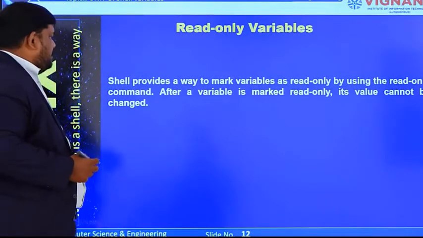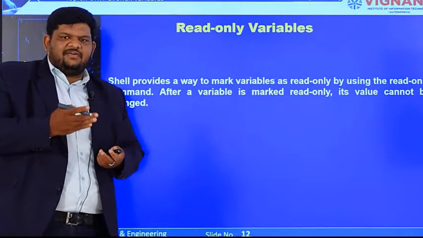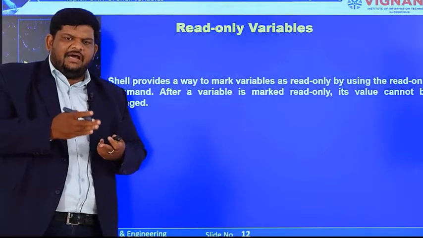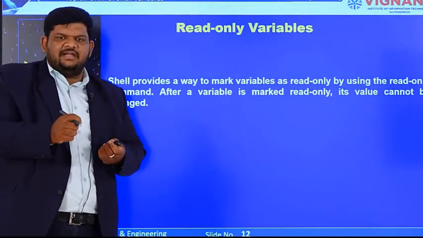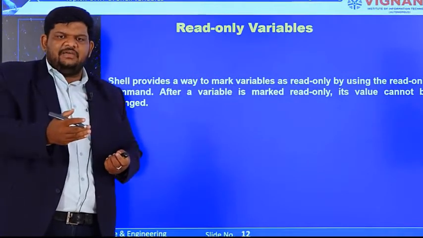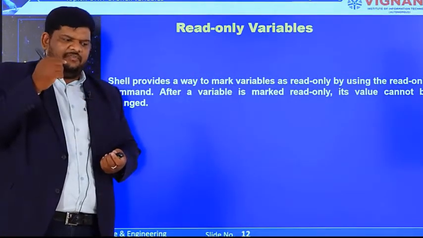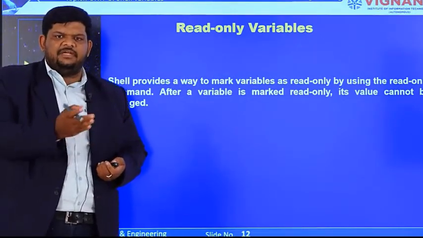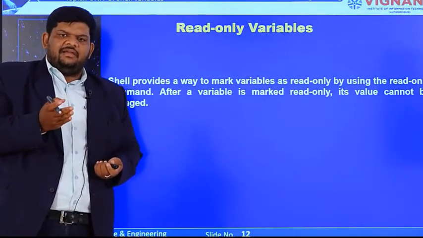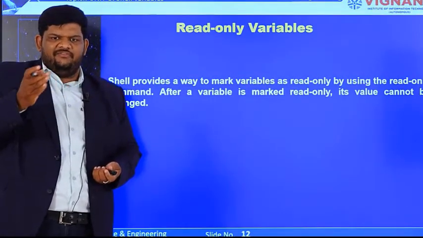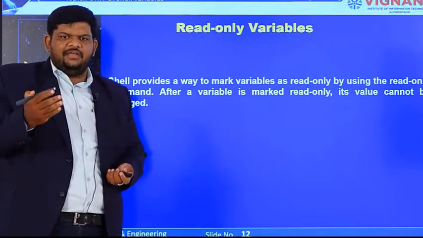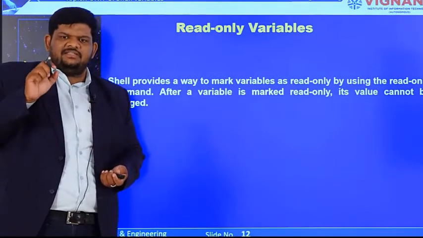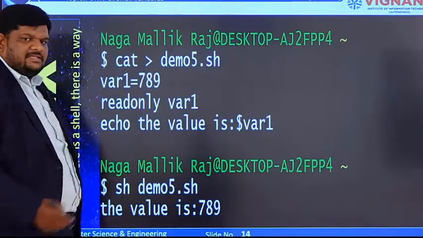Now read-only variables. Read-only variables means if you want to mark the variable as a constant, that means only read-only, with the help of the readonly command we can mark that particular variable as a constant variable. That means we cannot change the value of that particular variable. Whenever you write one value to that variable, it will be constant, or fixed. We cannot change the value of that variable because we are declaring that variable as a read-only variable. If you declare read-only for any particular variable, that indicates that variable is a constant value. We can't change the value of that variable.